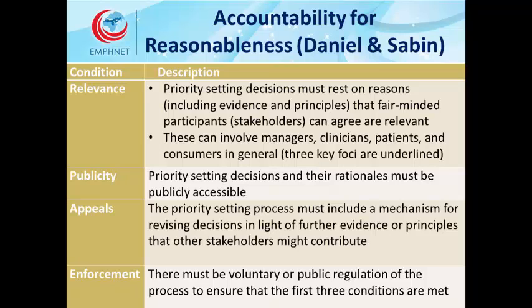The third is appeals. Appeal meaning that if someone is not satisfied or not convinced with the resource allocation process, then there should be a mechanism so that the decisions that are taken could be revised in the light of further evidence or principles. And the fourth is enforcement. There must be voluntary or public regulation of the process to ensure that the first 3 conditions are met.